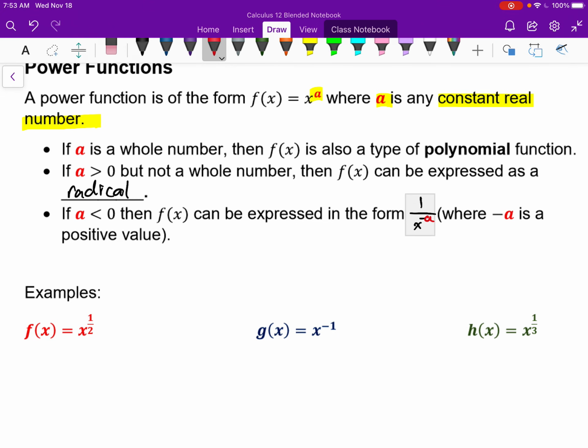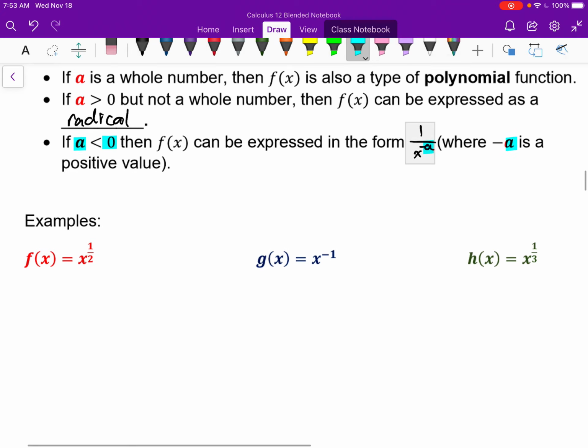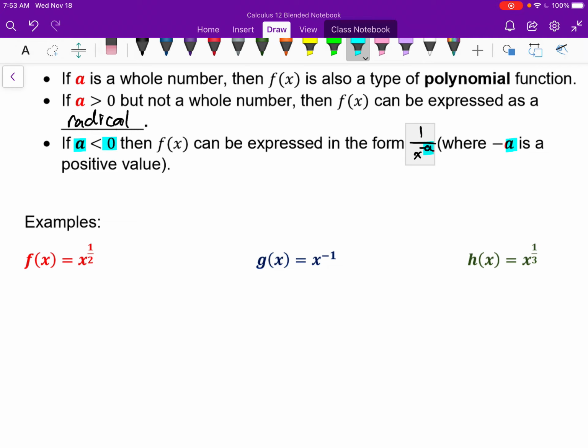Right, now I want us to be clear about something here. If a is negative, so let's say it's negative 2, then you can express it as 1 over x to the negative 2, which means positive 2, right? Negative of a negative number is positive. And that's what it says there in brackets, where negative a is actually a positive value. And again, let's look at some examples of these. None of this is new. The only thing that's new, I guess, is the phrase power functions, but all these other ideas are not new.